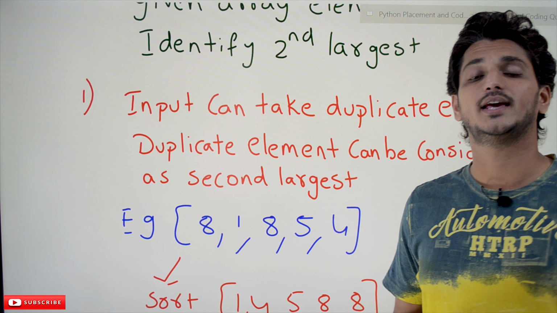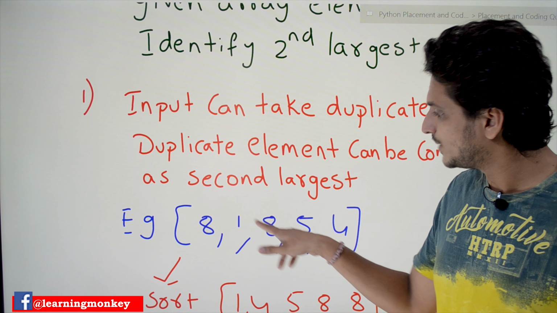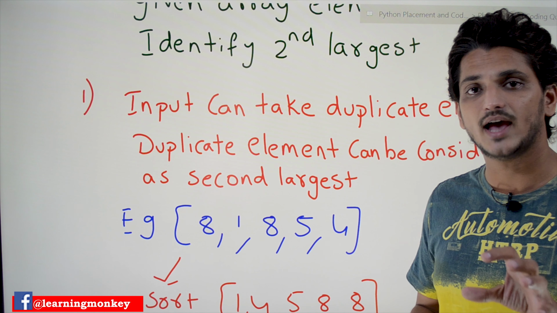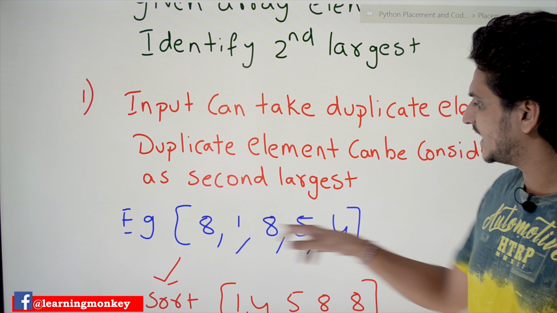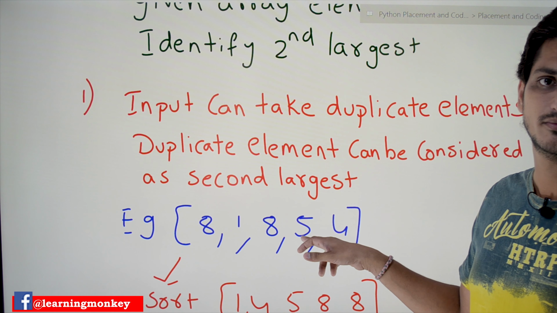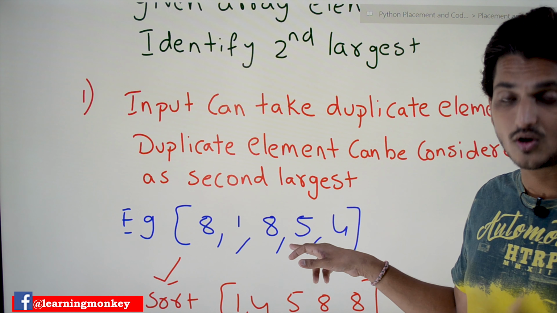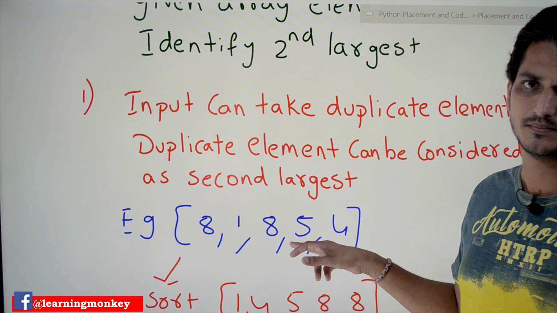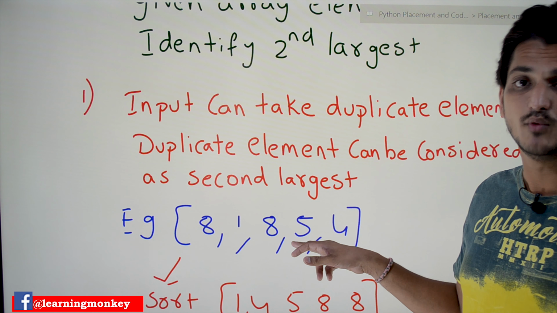If this is not the case, the second logic is that duplicate elements are not considered as the second largest element, then our output is 5. So we have to write logic for both of them. We will discuss logic only for the first one. You try to write the logic on your own for the second one, where duplicate elements are not considered as the second largest element.